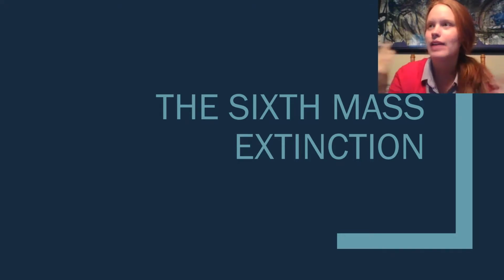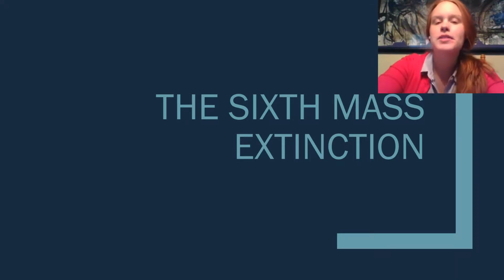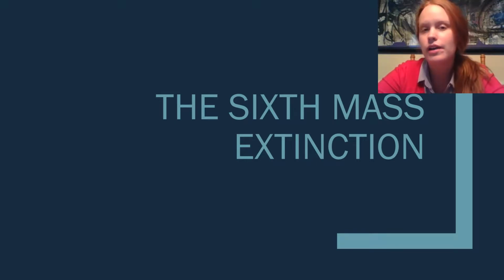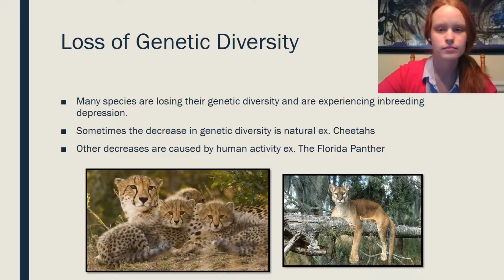Okay, so that should have been super easy. This is going to have 3 different sections in it, just to make it easier for all of us. This first one is called the 6th mass extinction. There have been 5 mass extinctions that we know about. And right now we are currently in the midst of the 6th mass extinction.